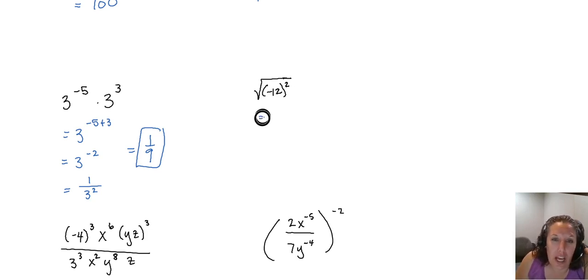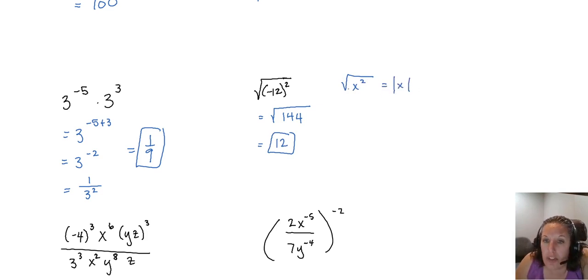And so inside, we've got a -12 squared. Well, that negative is on the inside, so it's squared. That's going to be 144. And then when we take the square root of 144, we get a +12. You might also see the square root of any number squared written as the absolute value of that number.